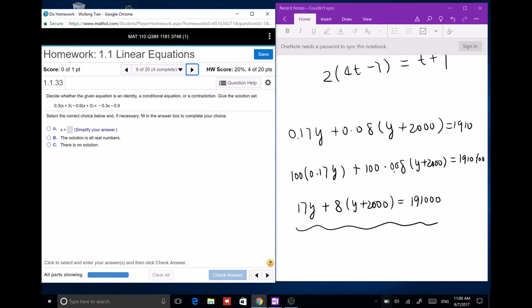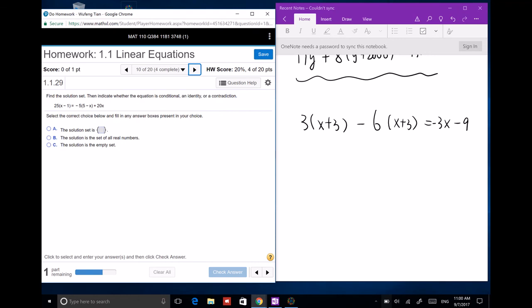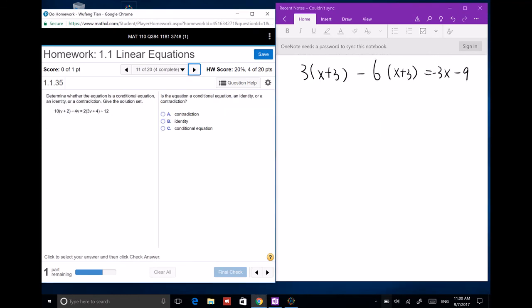Okay, so number 9, you can multiply every term by 10. You get 3 times x plus 3 minus 6 times x plus 3 equals 3x minus 9, negative. Okay, there are no decimals, no fractions. Combine all the x's, combine the numbers, the same as the previous one. Okay, it's not hard on this one. This is the same thing.